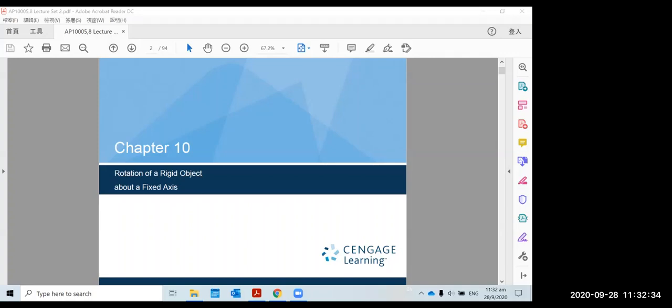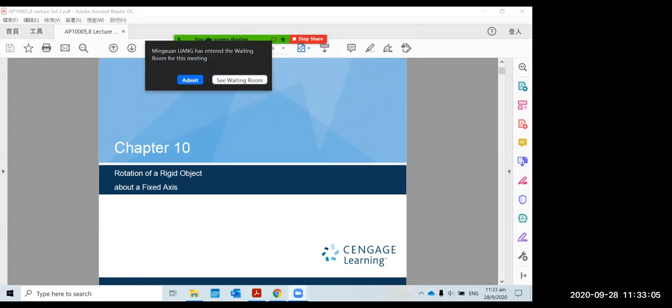Most of the topics you have seen in the linear motion are ones you have learned in high school. In the rotational motion, the naming of the systems would be slightly different, but many of the concepts are similar. I would not say identical, but they have some similarity, at least in the equation forms, between the linear motion and the rotational motion.